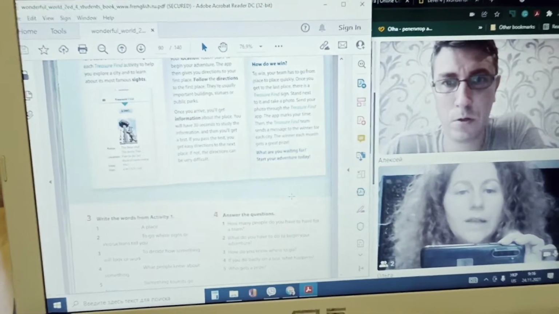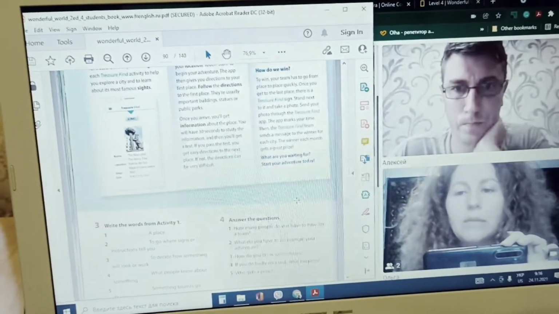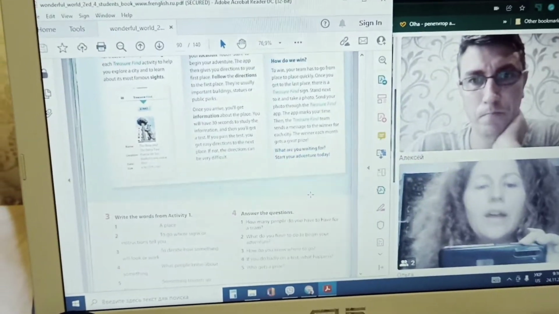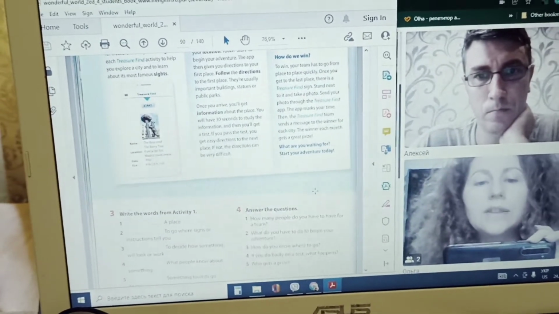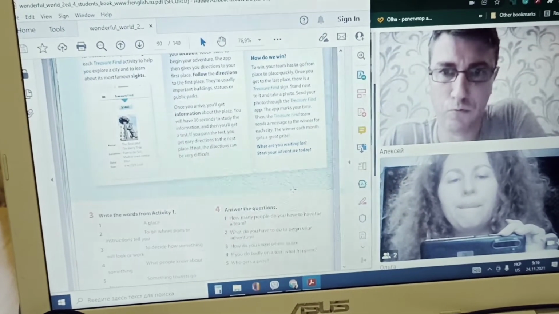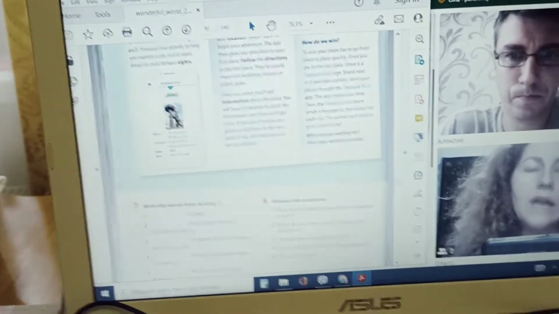Exactly. Then, if you do badly on a test, what happens? Please repeat. If you do badly on a test, what happens? If you do badly, if you do something wrong, what happens?